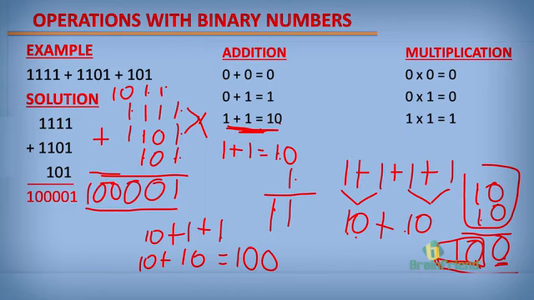So the addition of 1, 1, 1 plus 1, 1, 0, 1 plus 1, 0, 1 gives 1, 0, 0, 0, 0, 1 with the aid of the binary identities.